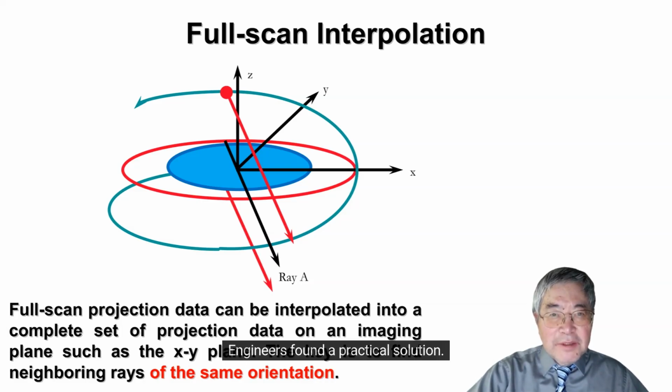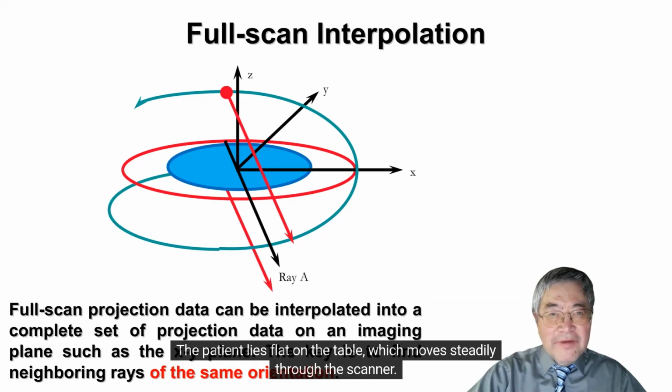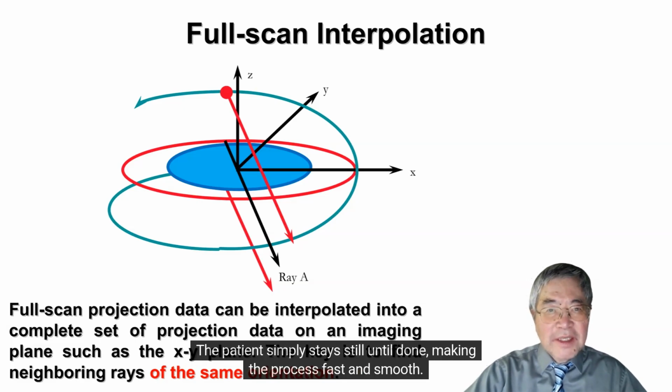Engineers found a practical solution. Helical scanning benefits from continuous table motion without stops or accelerations. The patient lies flat on the table, which moves steadily through the scanner. The patient simply stays still until done, making the process fast and smooth.